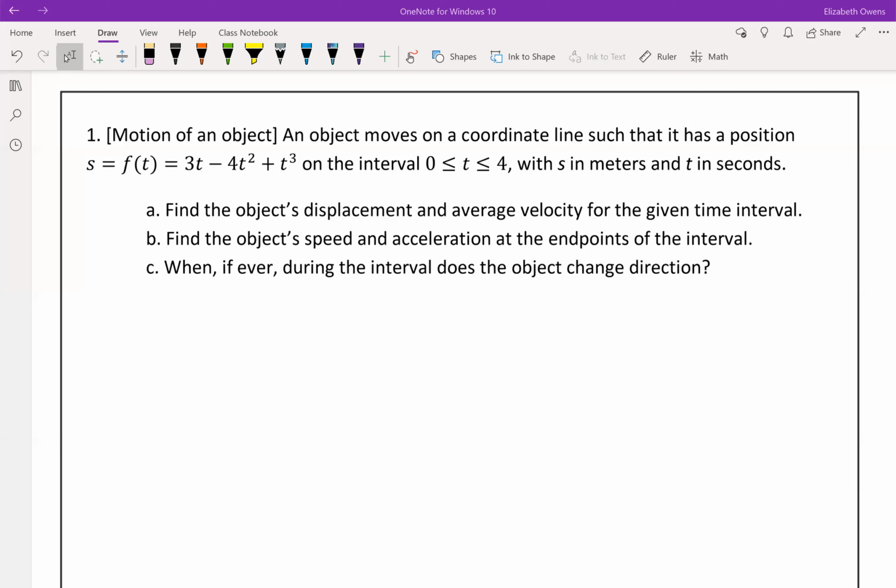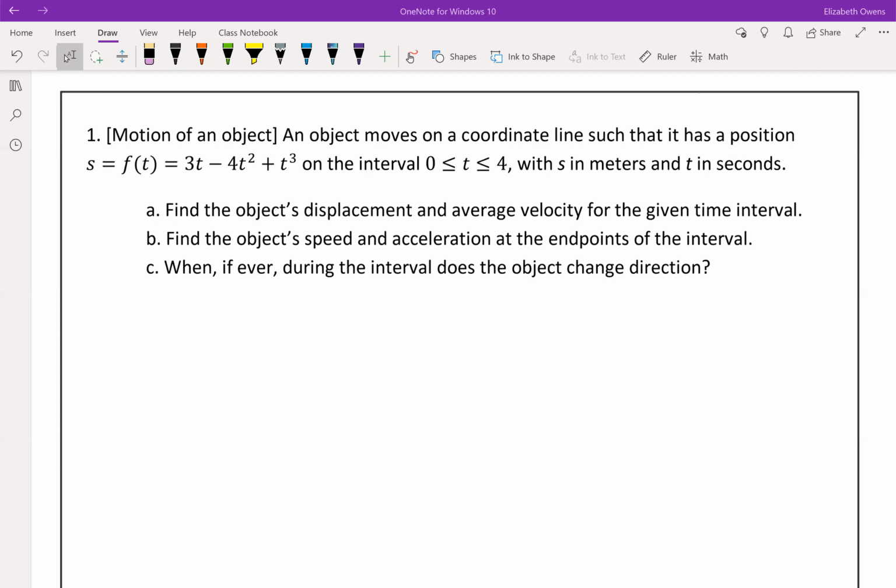We're going to look at some examples now in section 3.4 involving different rates of change. Our first example looks at the rates of change relating to motion of an object, which we just got a bunch of definitions for.